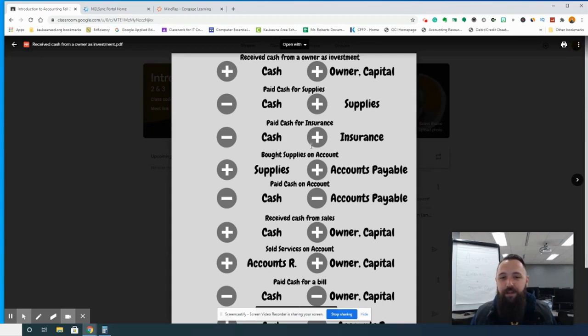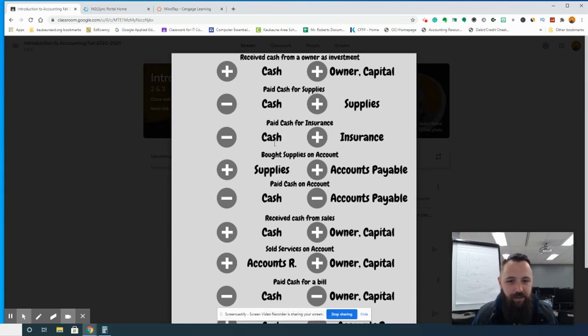Same thing kind of happens for paid cash for insurance, except here we're taking supplies and substituting in insurance. So it's very common for a company to say, we're going to buy a year's worth of insurance, then just use it throughout the year. And that's what we're doing here. When we buy that insurance initially, it's an asset. We own it and we haven't used it yet. So once again, we have 2 assets here, cash and insurance. One goes down, the other goes up.